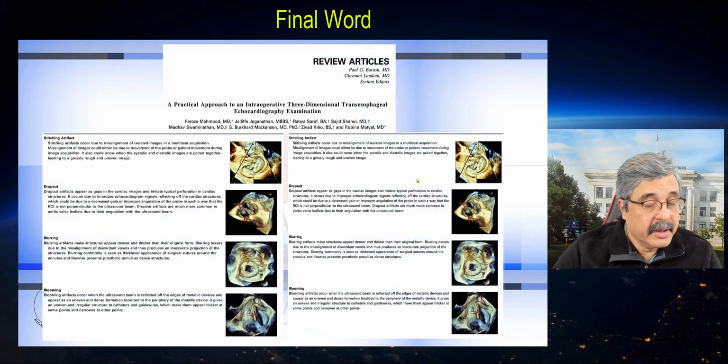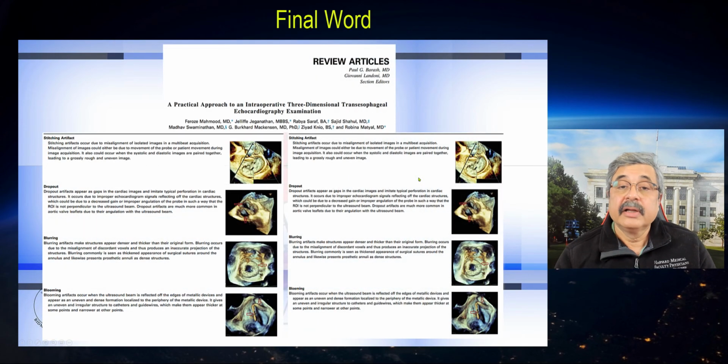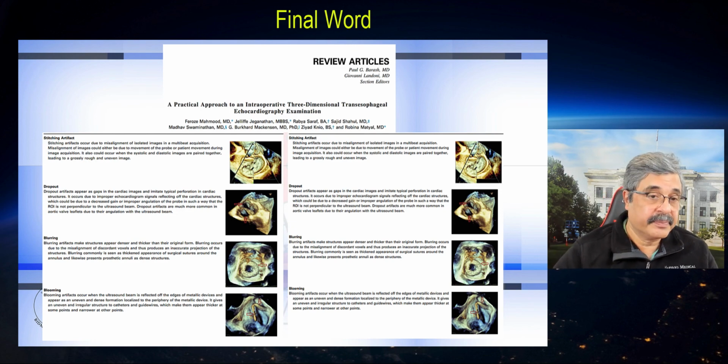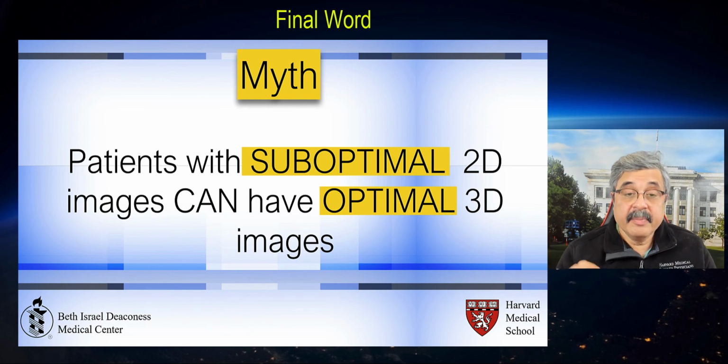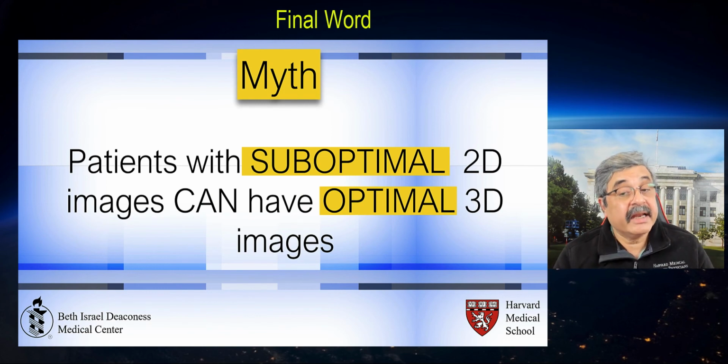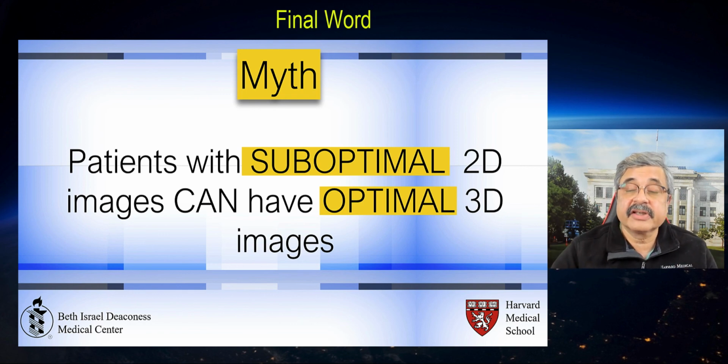So the final word is that it is also susceptible to all the artifacts that are traditional in two-dimensional images, and only 3 times as much. And there are numerous more and more complicated artifacts of three-dimensional imaging, and it is not devoid or independent of any artifactual imaging. Lastly, it is a myth that patients with suboptimal 2D images can have optimal 3D images because all 3D images are made of the same physical principles as 2D images, and all 3D images are composites of multiple 2D images.